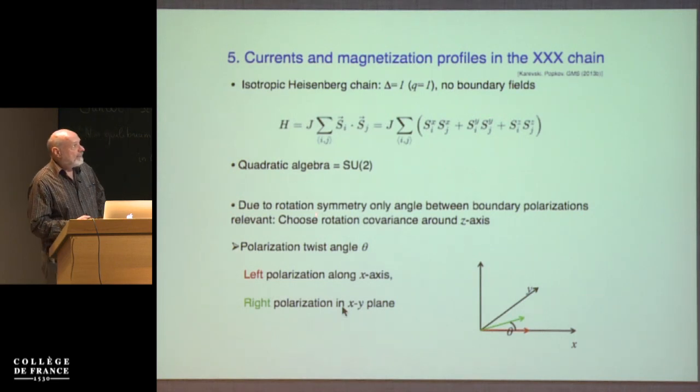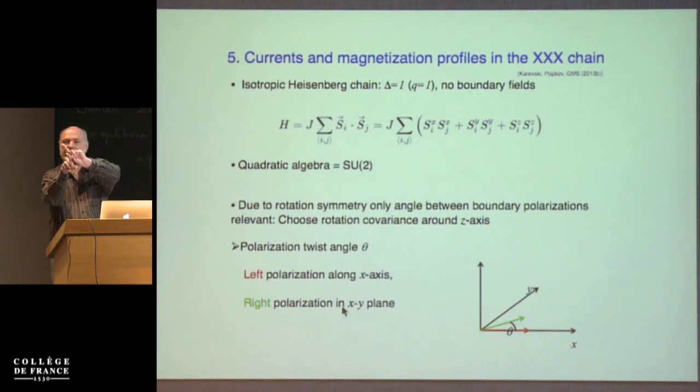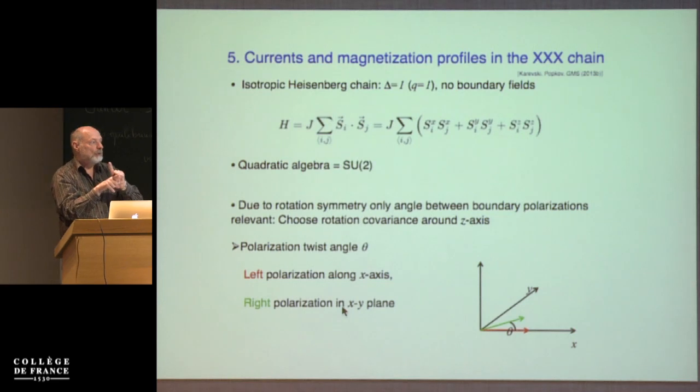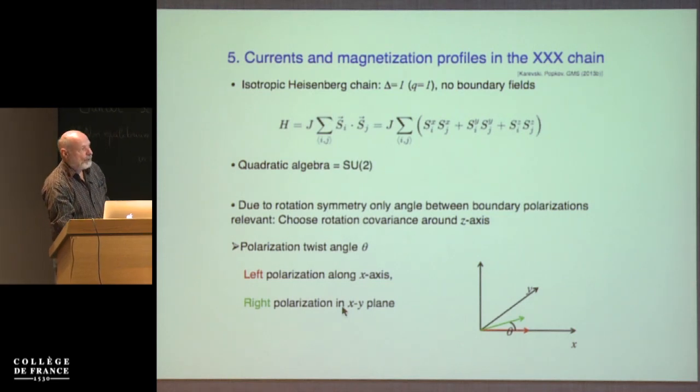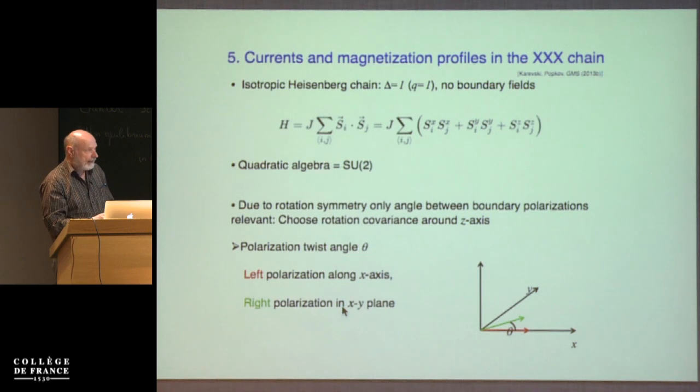Okay, now since we have this rotation theory in 3-dimensional space, and if we want to twist our boundary spins, the only thing that counts, since we can rotate in any way that we wish, is that it's all equivalent. So we just choose at the left end a polarization along the x-axis, and then in the other end, we choose a polarization in the xy plane with a twist angle theta, which can be non-zero. So this is just a choice of coordinate system. This is completely general.